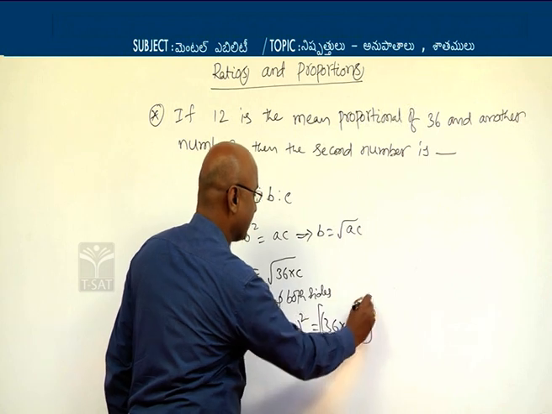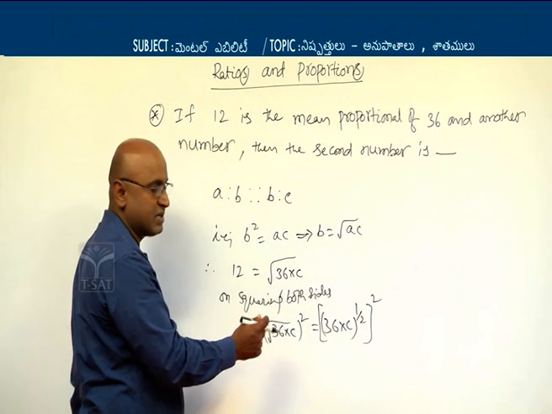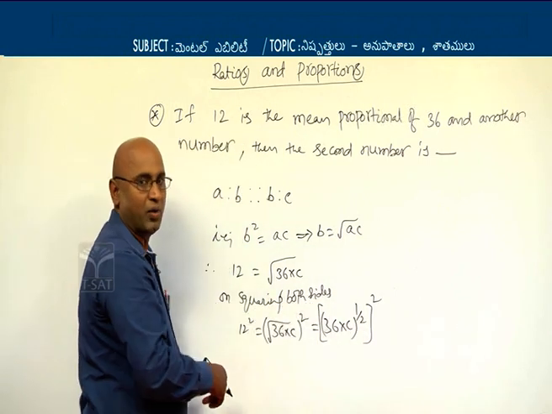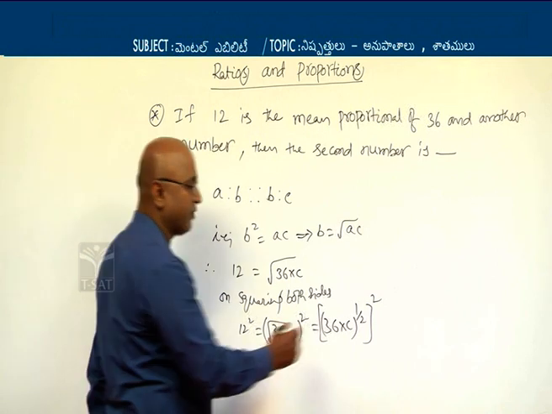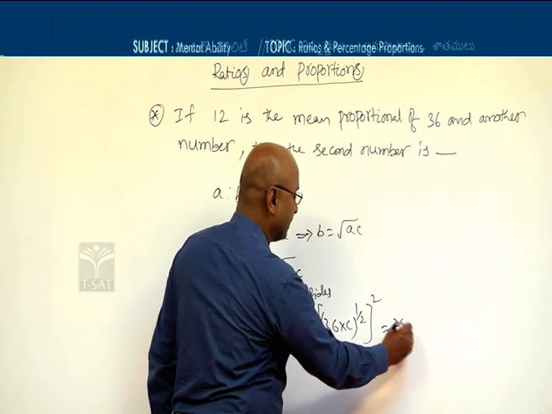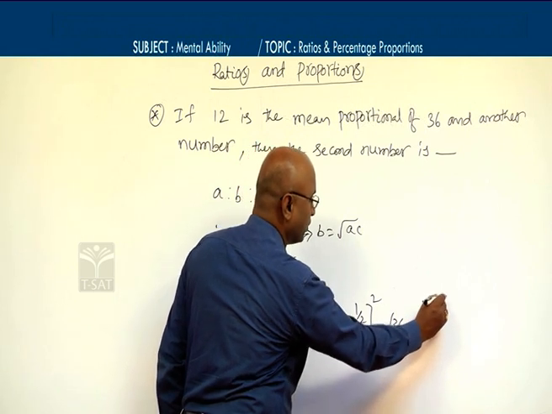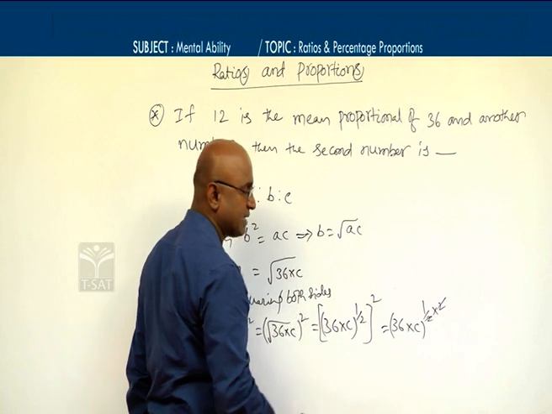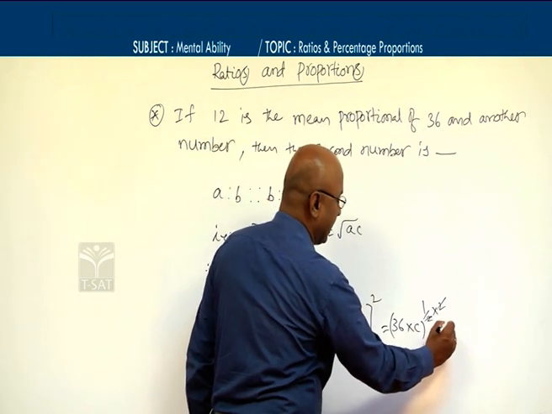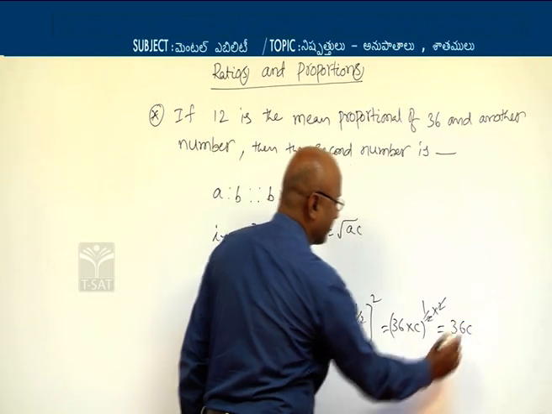And it is whole square. In the previous problem, what we saw is that (A to the power of m) whole to the power of n is equal to A to the power of mn. That is equal to 36 into C whole to the power of 1 by 2 into 2, that is, 2 will get cancelled, and it will be 36C.